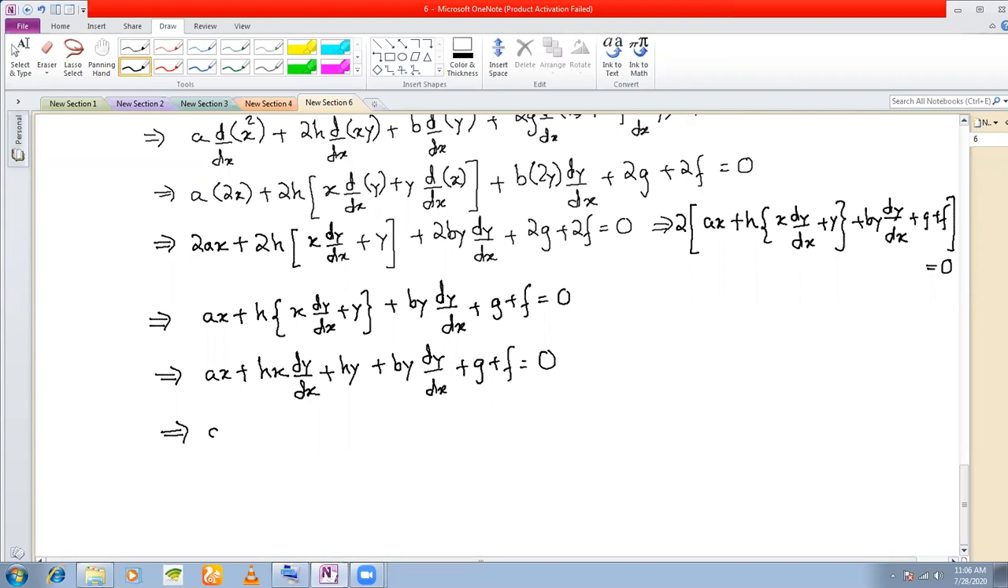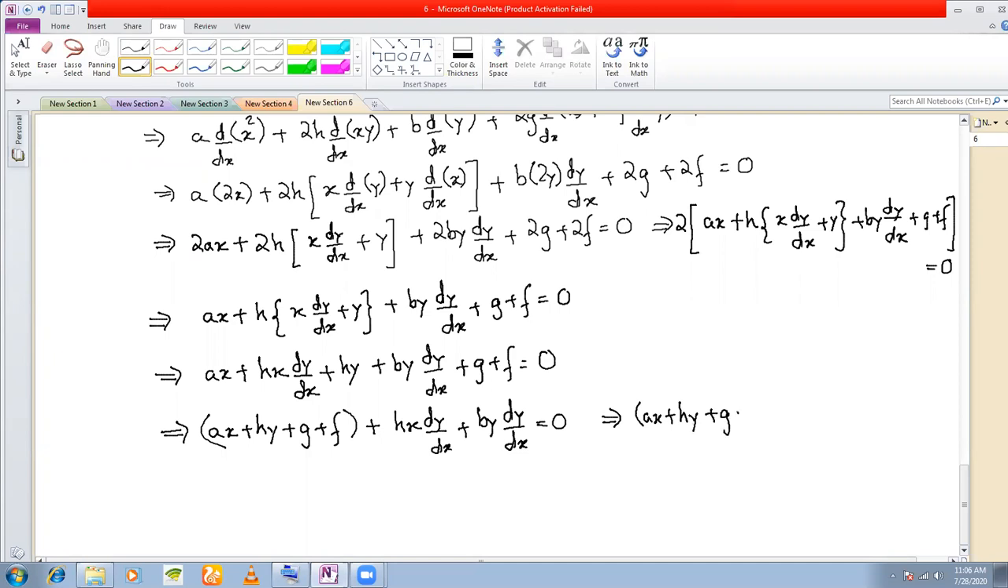Now I take the dy/dx terms together and all the others together. So ax plus hy plus g plus f I take together, and I take hx dy/dx plus by dy/dx together. So ax plus hy plus g plus f plus (hx plus by) dy/dx is equal to 0. This is plus, not equal to.